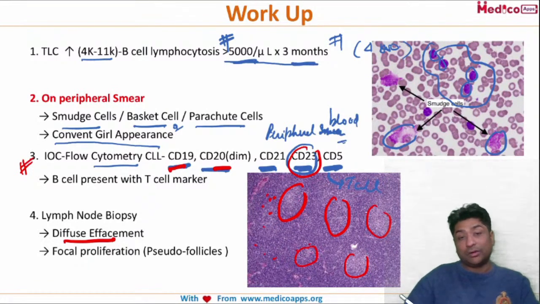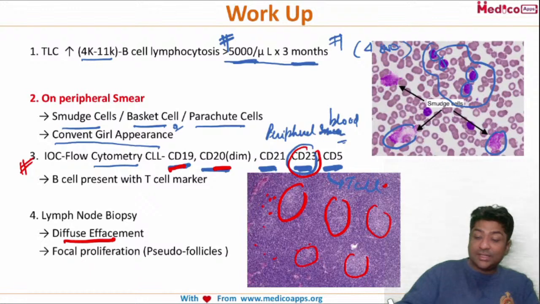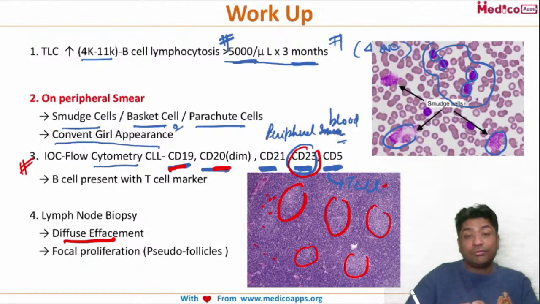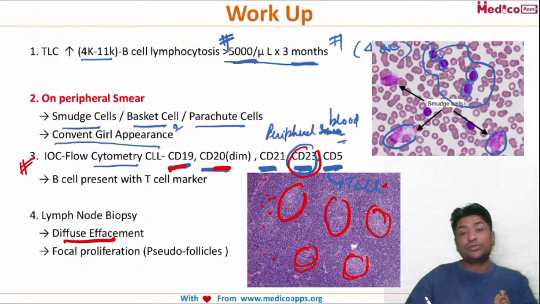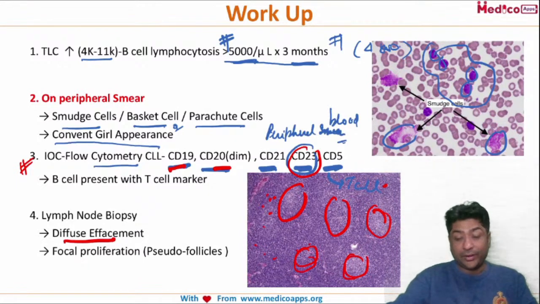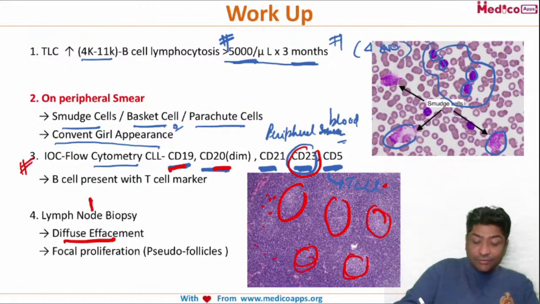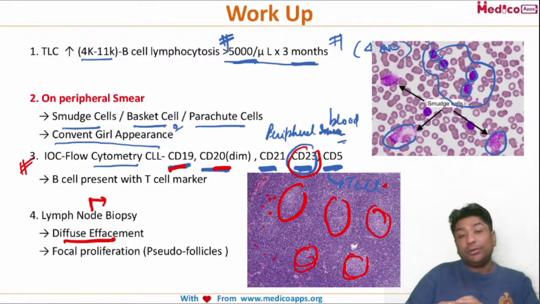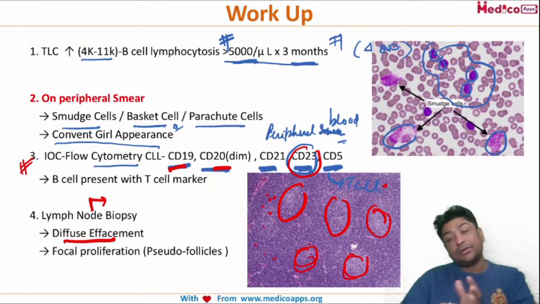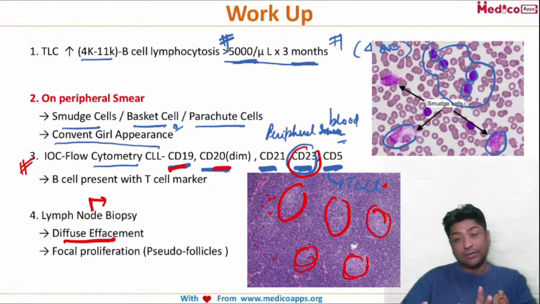So these are the two important findings. So first is the B cell is infiltrating the entire lymph node, so this is called as diffuse effacement, and there are focal areas where there will be proliferation, and this is called as pseudofollicle. So these are two important points. So remember, lymph node biopsy is only indicated when you suspect that the chronic lymphocytic leukemia is converted into diffuse large B cell lymphoma, okay, which is a high grade transformation.